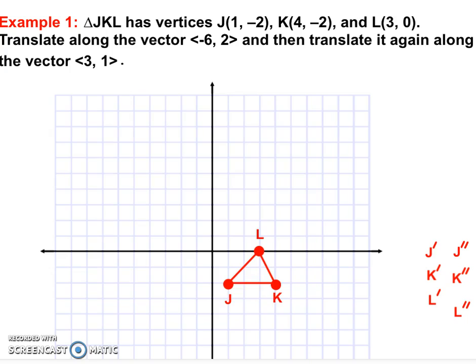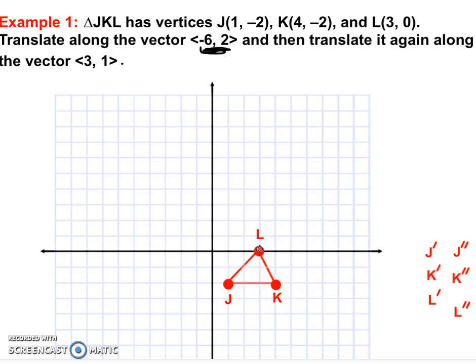We're going to translate this triangle twice. So we're going to take each point here. I want to put my cursor on L. I'm going to take that point and move it. Now we see up here, let me get a pen here, that we want to translate it along that vector. So I'm going to put my cursor on the point L, and I'm going to move that point -6, so I'm going to move it 6 spaces to the left, and then 2 units up.